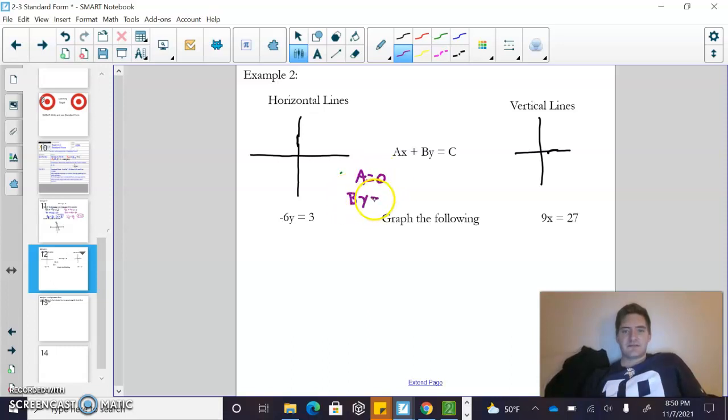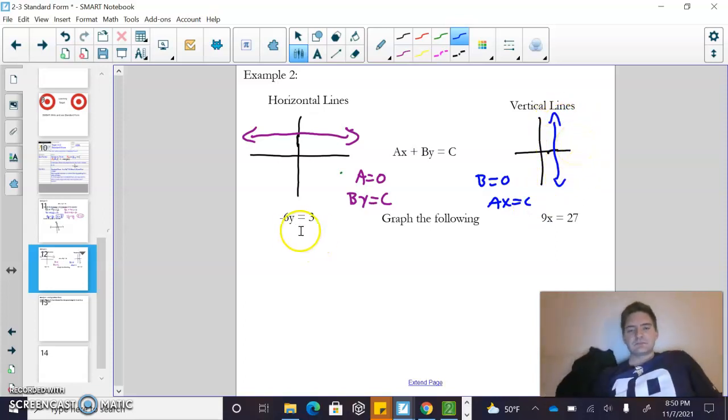We're going to see whatever value of b is equal to c. So in this instance, we're going to have a horizontal line that looks like this, and it's going to go through whatever the y-intercept is. Vertical lines is where b is equal to 0, and we're going to have ax is equal to c. It's just going to be a line that goes through the x-intercept.